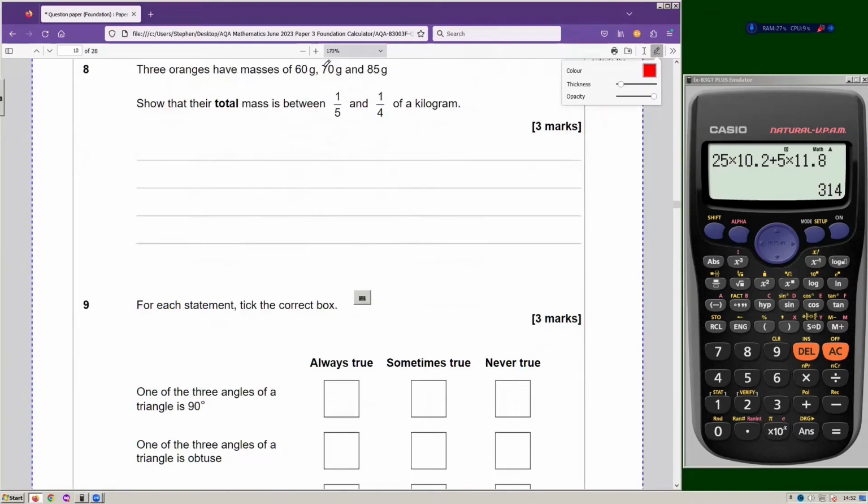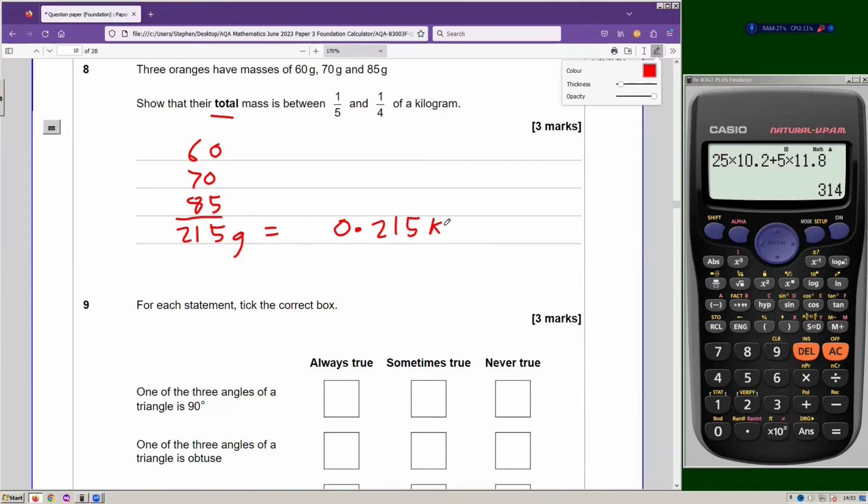3 oranges have masses 60 grams, 70 grams, and 85 grams. Show that their total mass is between 1/5 and 1/4 of a kilogram. We'll add them all up. 60, 70. I'm not going to use the calculator. I'll do it this way. 5, 8 and 7 is 15, and 6 is 21. Yeah, 215 grams, which equals 0.215 kilograms.